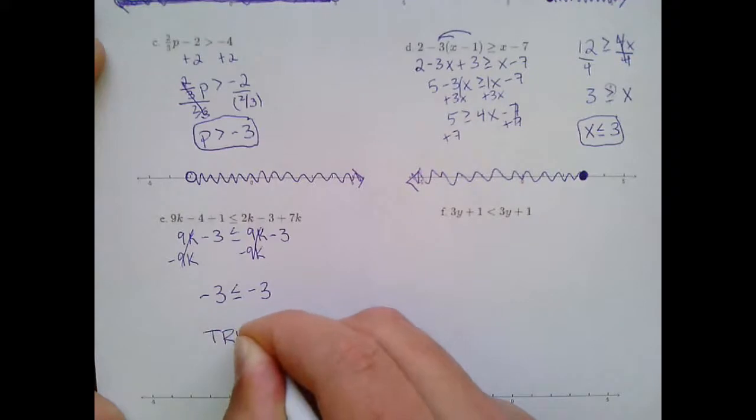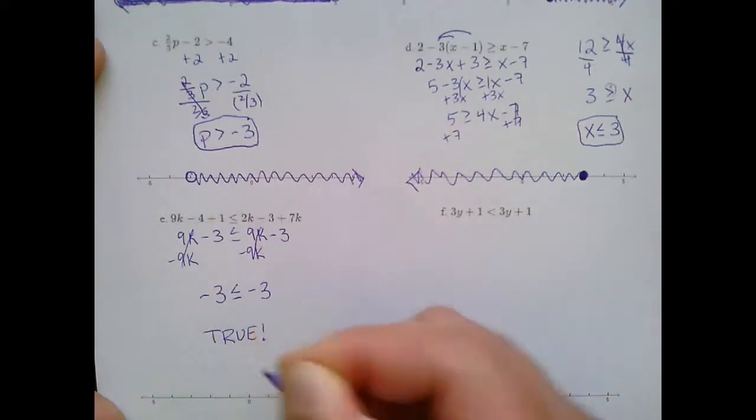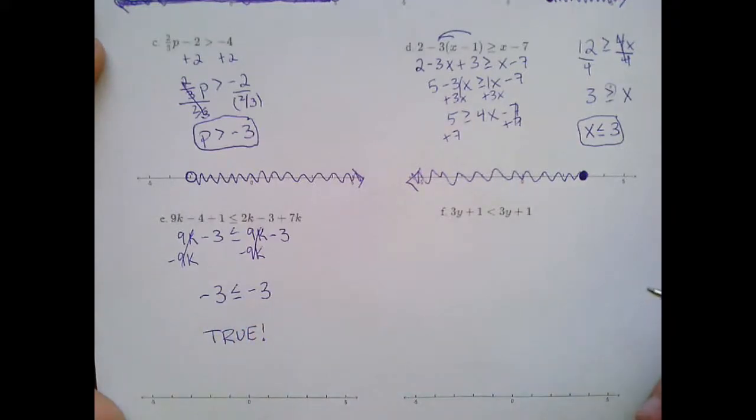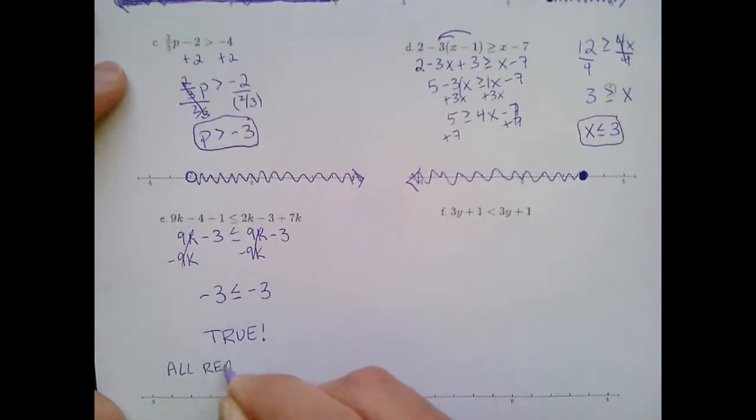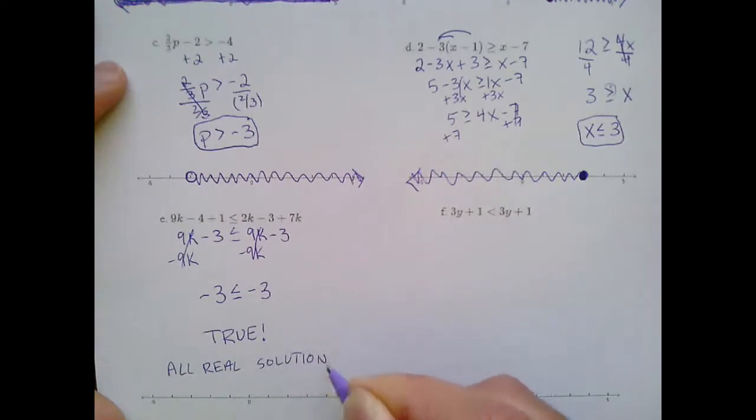This means that any value of x that you pick, this statement is going to be true, regardless of what you pick. So if it's true, and it doesn't matter what x value I pick, it's always going to be true. That means that all real numbers is my solution. So how would you graph something with a solution of all real solutions or all real numbers?